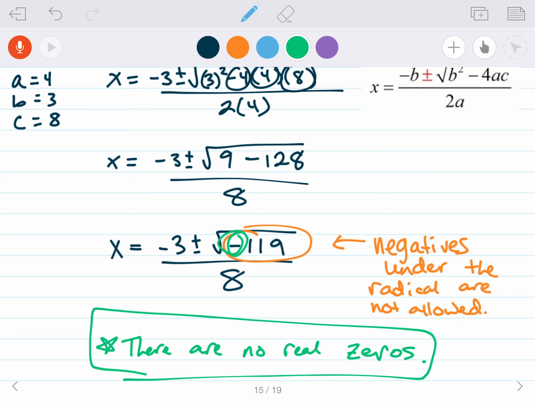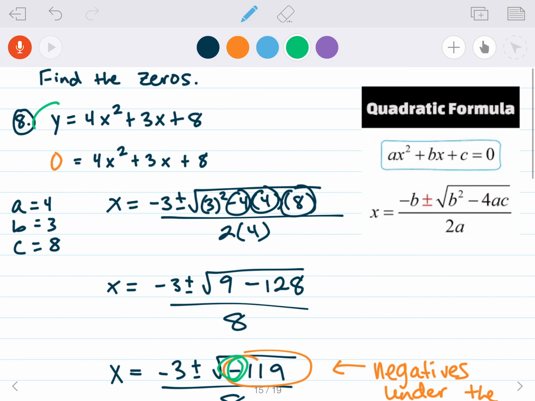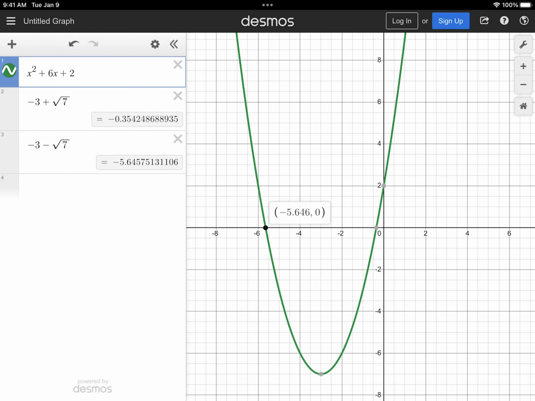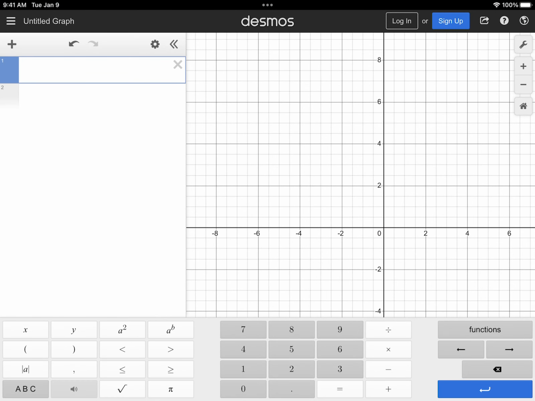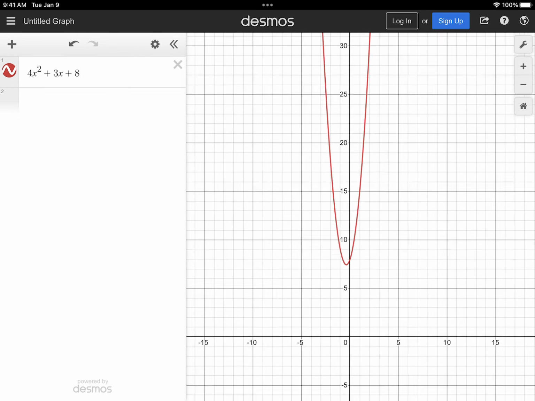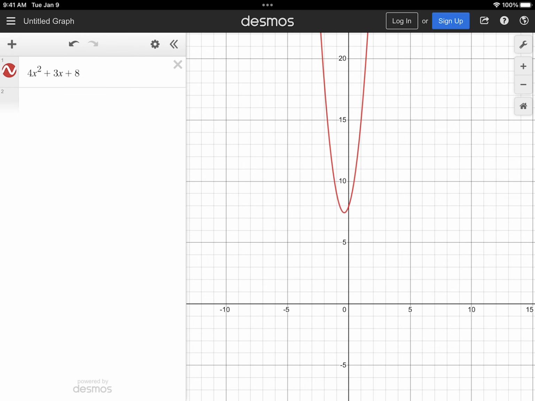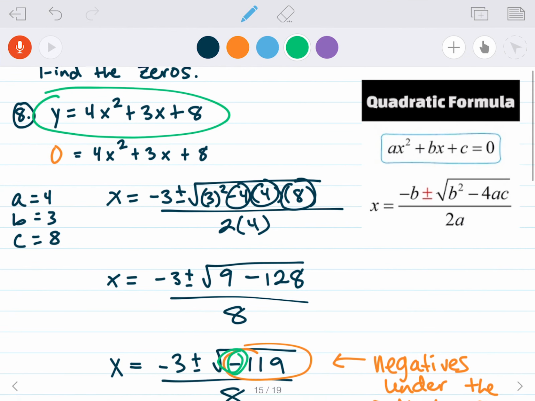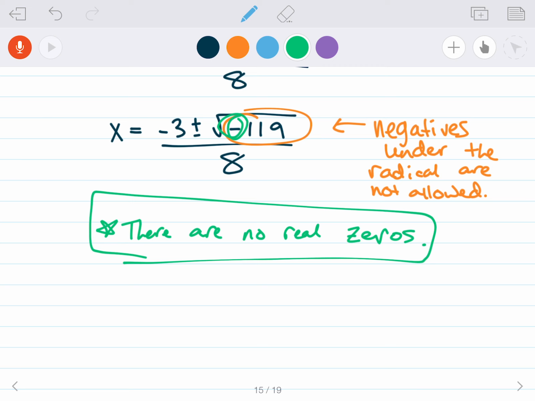Now what does this translate to graphically? What do you think that means? Well, that means the graph isn't going to cross the x-axis. That's what that means. So if we were to plug this thing in Desmos, 4x squared plus 3x plus 8, it never crosses the x-axis. All right? So no real zeros. That's our answer, no real zeros.